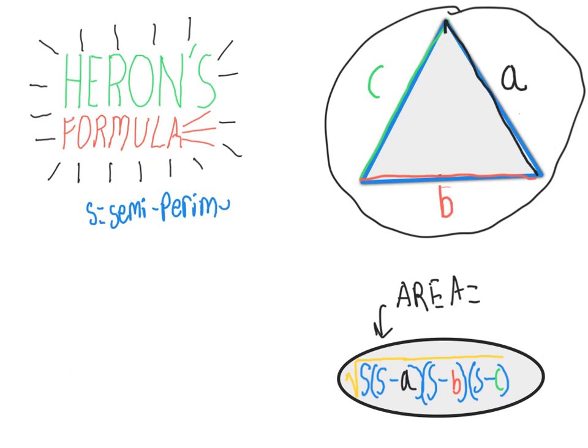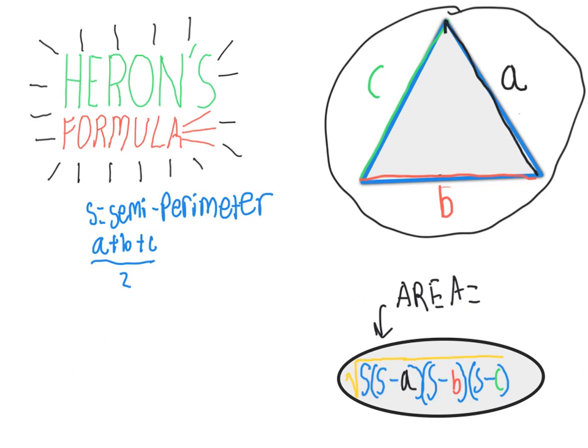What semi-perimeter essentially is, it's just the perimeter of the triangle over 2. Like in this case, it'd be a plus b plus c over 2. So now that we know what Heron's formula really is and what all the variables stand for, if we were given the sides in this triangle, we could solve for the area.